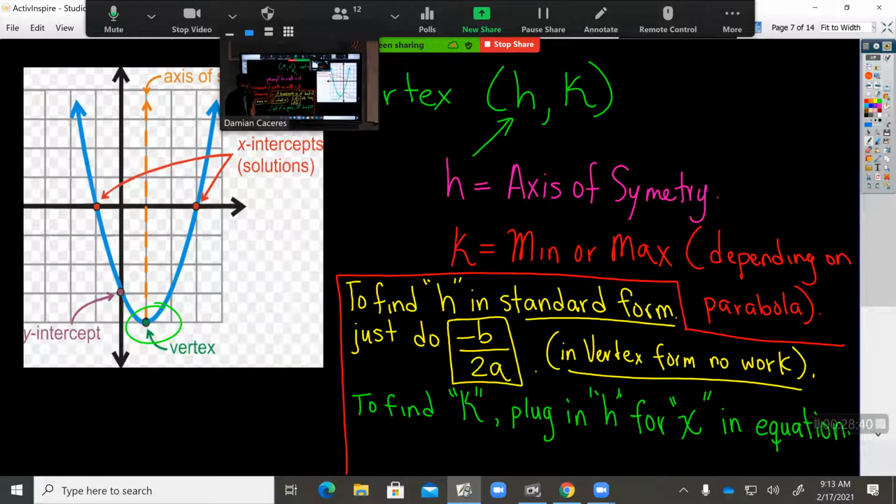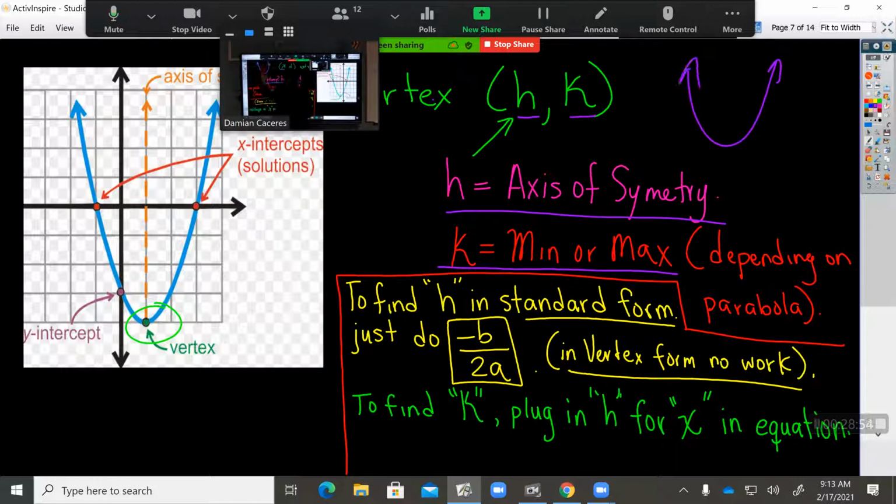So this deals with the vertex again. Vertex is H and K. H is the axis of symmetry. K is your minimum or maximum, depending on the parabola, because if the parabola opens up, this would be a minimum because it can't go lower than that. If the parabola opens down, then this would be a maximum because it can never go back up.